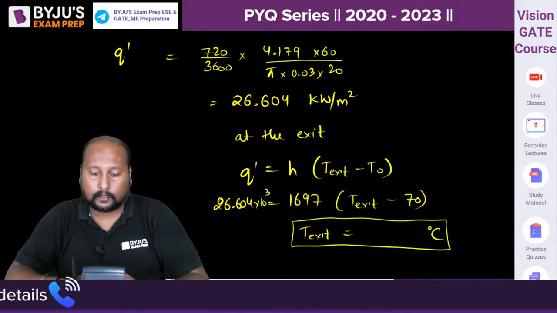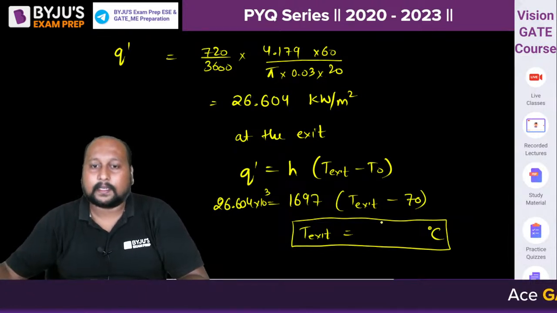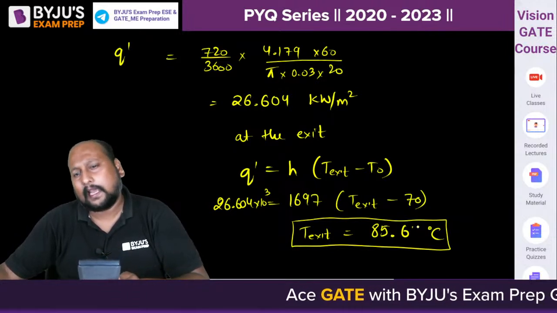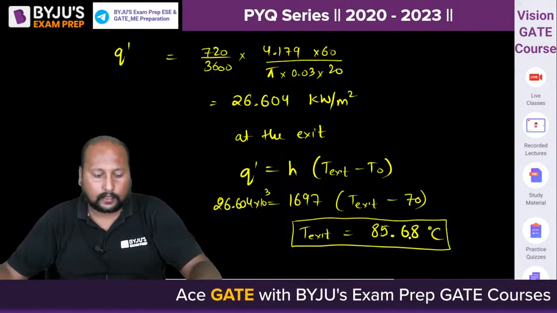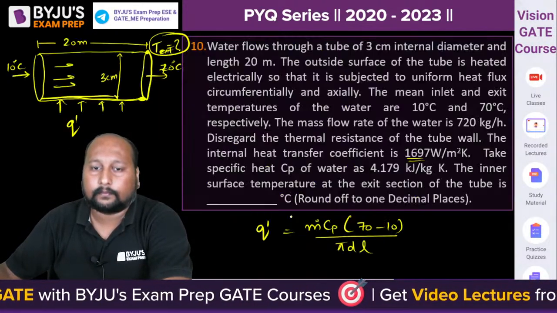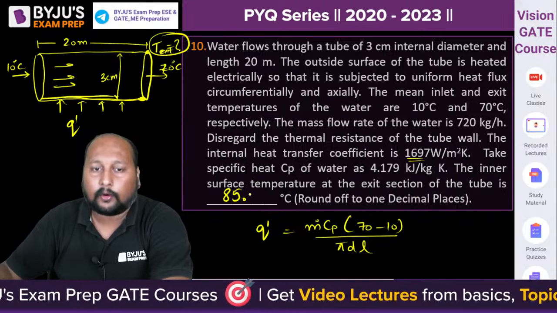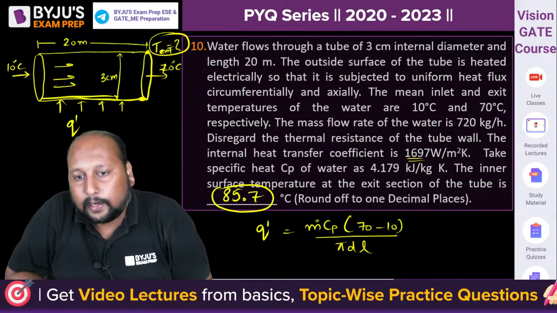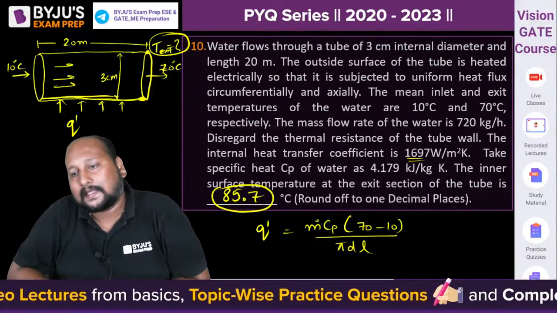Divided by 1697 plus 70. Are we getting 85.67? 85.68 degrees Celsius. Yes. So rounded to 1 decimal, that means 85.7. 85.7 degrees Celsius is the final correct answer. Is this clear, everyone?